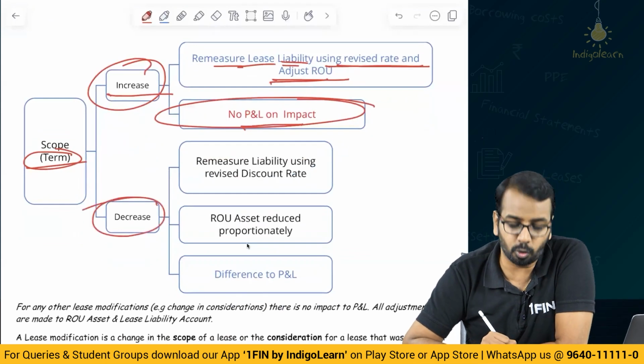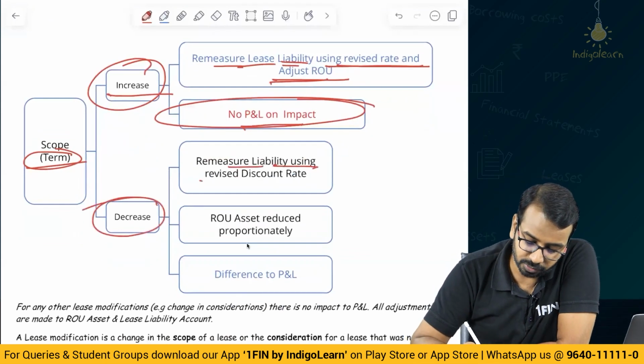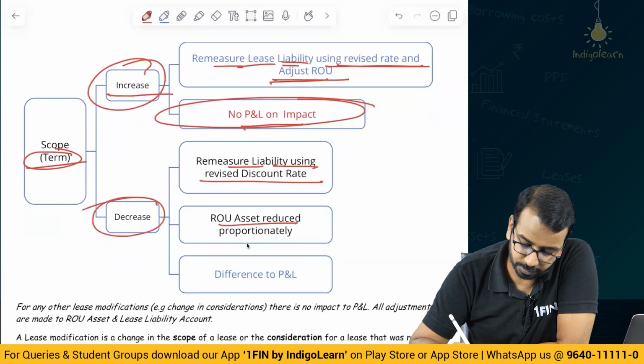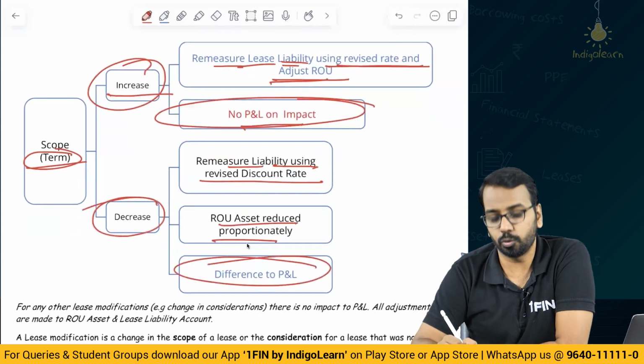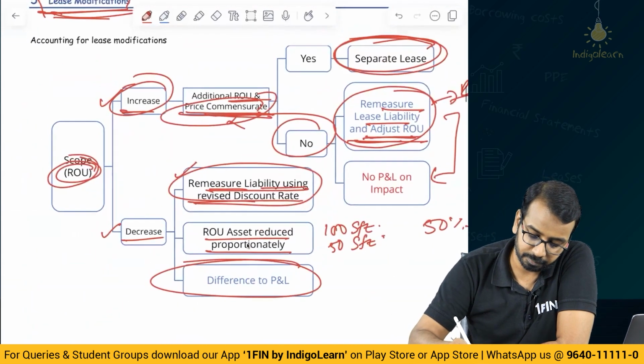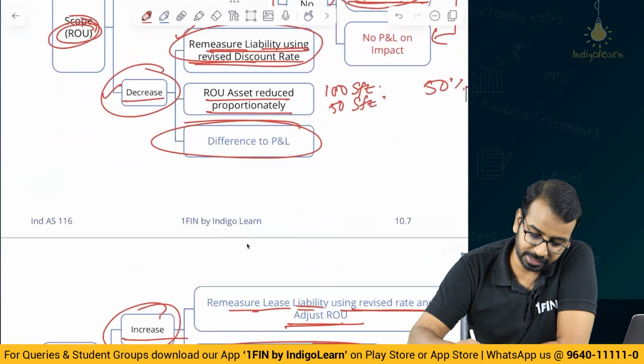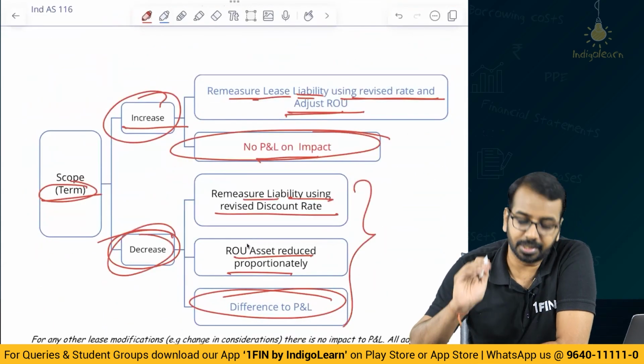If there is a decrease in scope, then you will remeasure the liability using the revised discount rate, the ROU asset will be reduced proportionately, and the difference will go to P&L. So, now here if you see, decrease in scope and decrease in term, the treatment is the same.